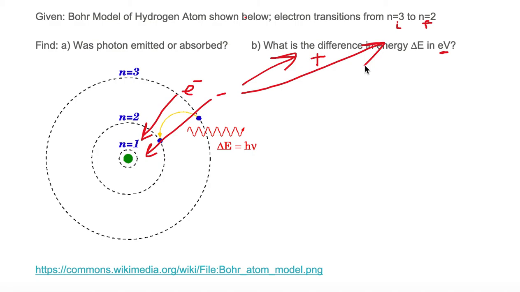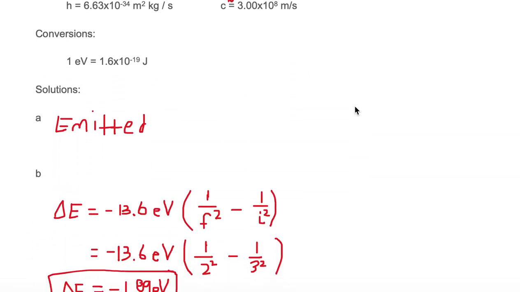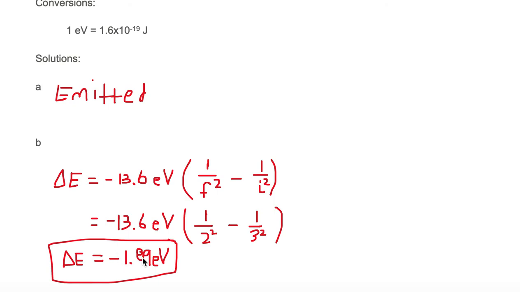So we have an electron that's transitioning downwards. It is still bound to the atom, and therefore we have a value of minus 1.89 eV. The electron is still bound, but it released 1.89 eV of energy.